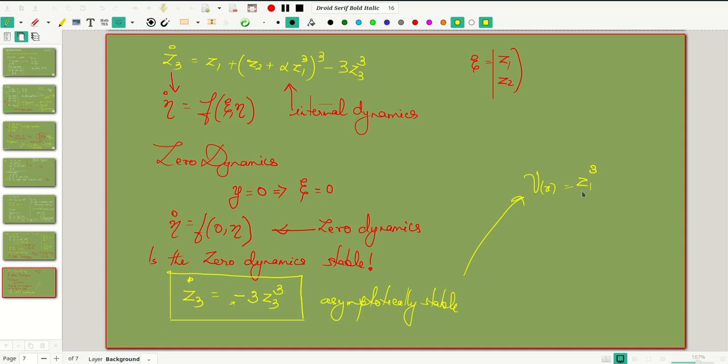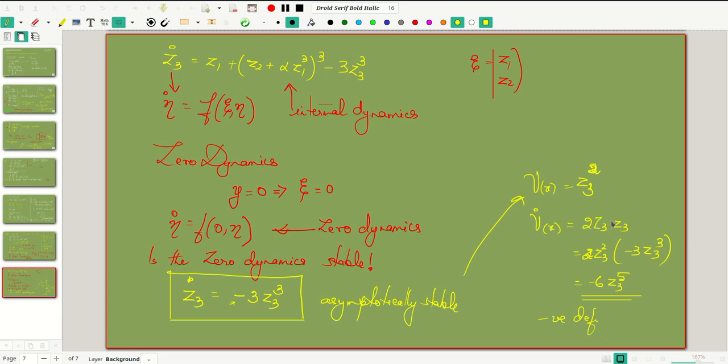z3 squared. Choose V of x as equal to z3 squared. V dot of x is equal to 2 z3 into z3 dot. So it will lead to 2 z3 into minus 3 z3 cubed. So it is minus 6 z3 to the power 4. So this is always negative definite. Sorry, I made a mistake earlier.